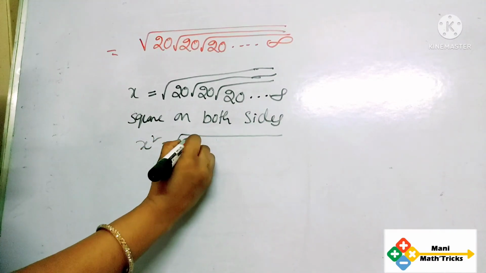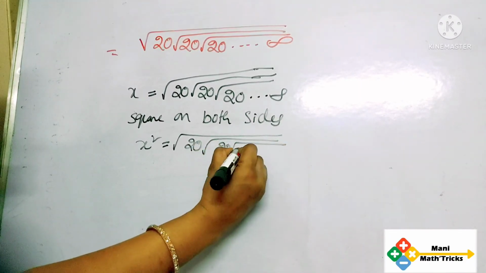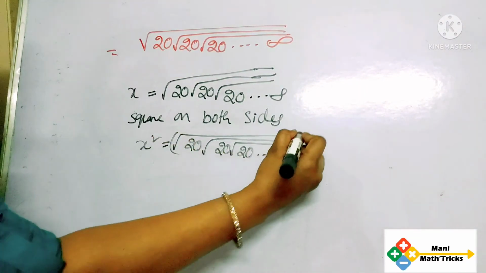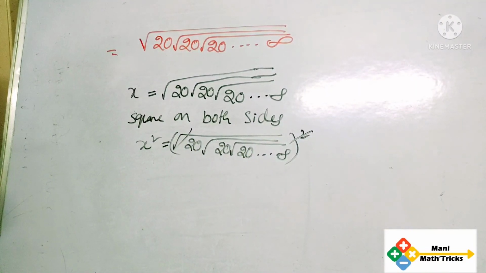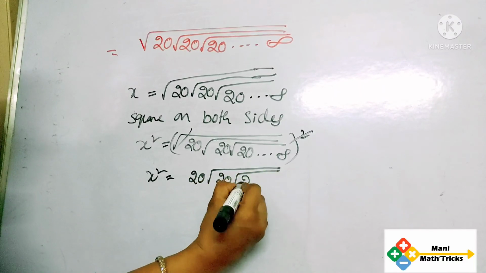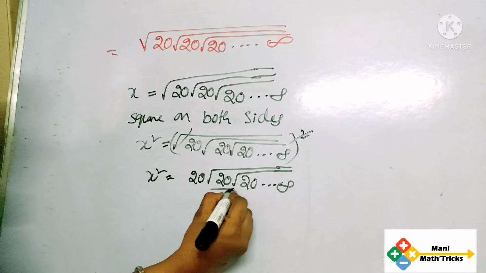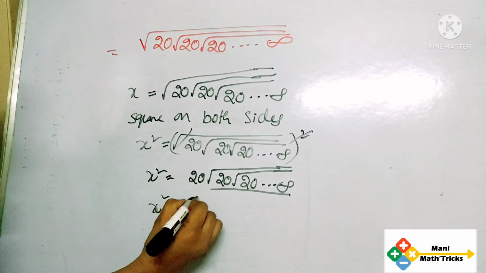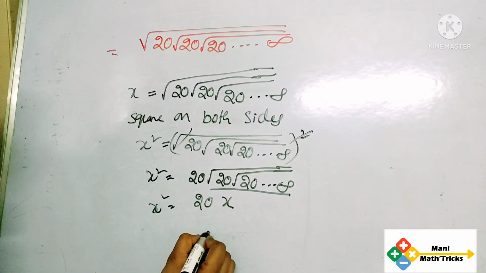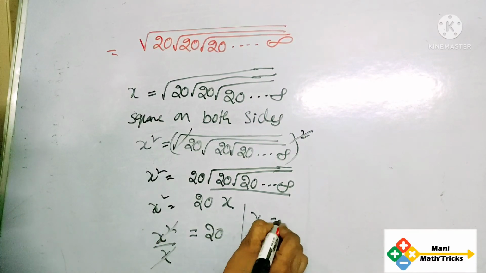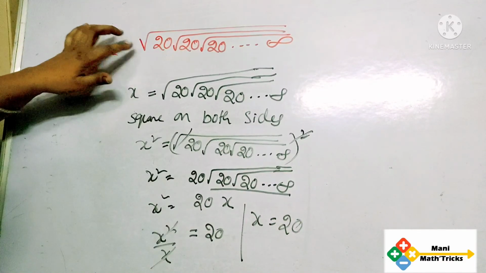X square is equal to under root 20 into under root 20 into under root 20 and so on infinite. Okay, now square it. Square and root will get cancelled. Now x square is equal to 20 into under root 20 into under root 20 and so on infinite. Now this value can be replaced by x because we assumed that value as x. So x square is equal to 20 into x. Now bring this x to this side, so it will become divided. So x square by x, x under x will get cancelled, so x is equal to 20. So the value for this is 20.